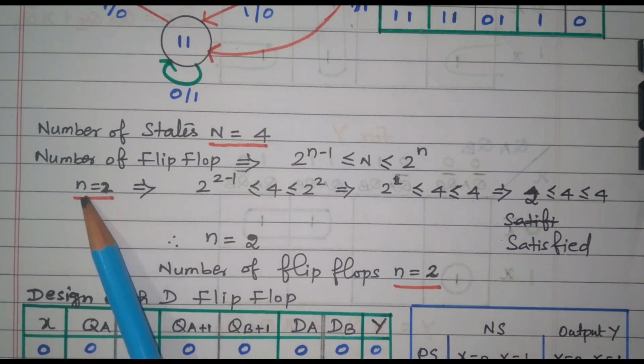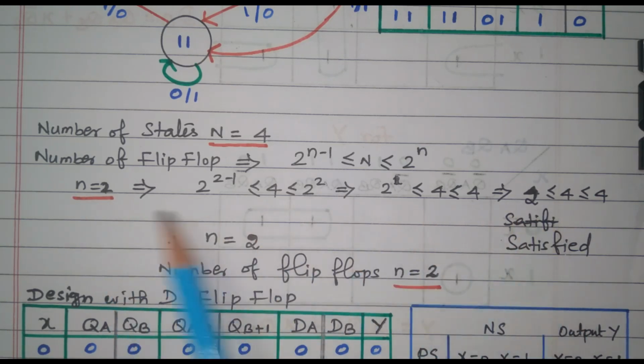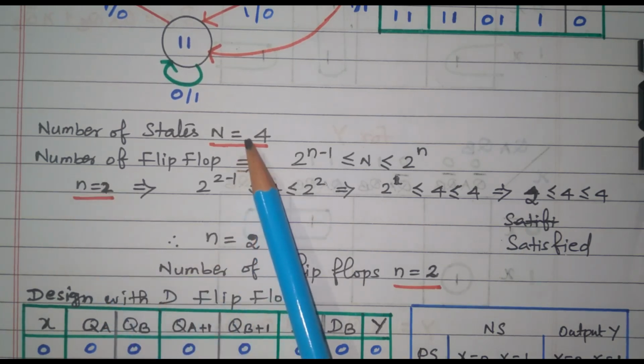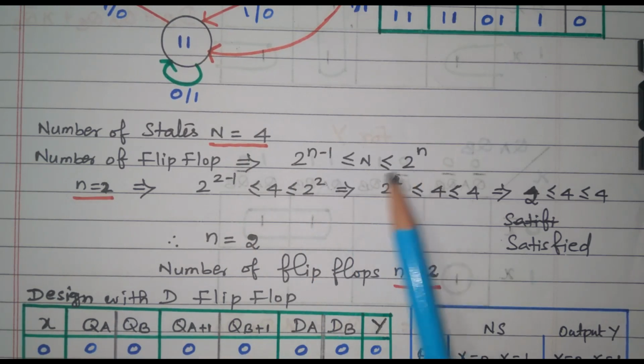Otherwise, we need to substitute n equal to 2, 3, 4 like that. When the condition is satisfied, we take the corresponding number, right. The number of states is 4. From this condition we identified n equal to 2, that is the number of flip flops equal to 2. Here we are using the D flip flop. Now, we need to design the excitation table for the D flip flop.